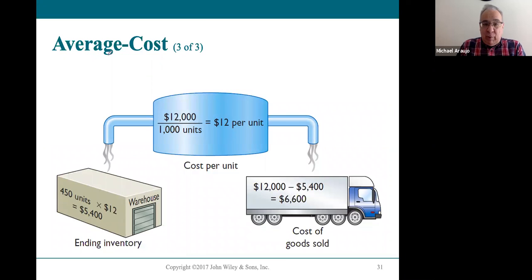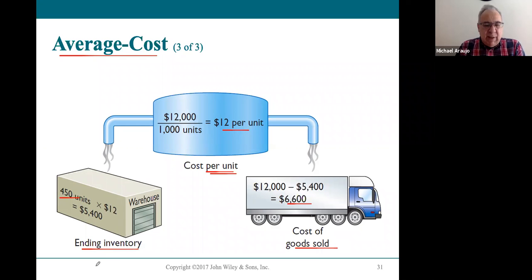This beautiful portrait is actually in my bedroom, because I just think it's an average. You gotta love it. So again, $12 per unit. That's the cost per unit, and then we know the number of units. We have 450 of those still in ending inventory. We sold 550 of them as cost of goods sold.